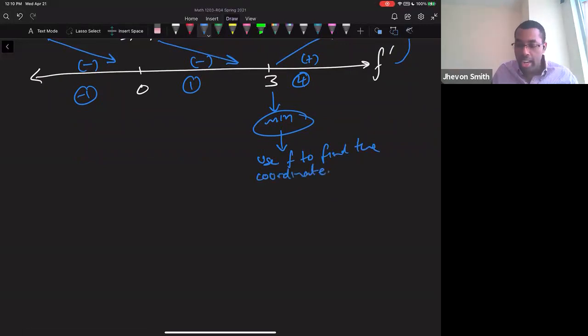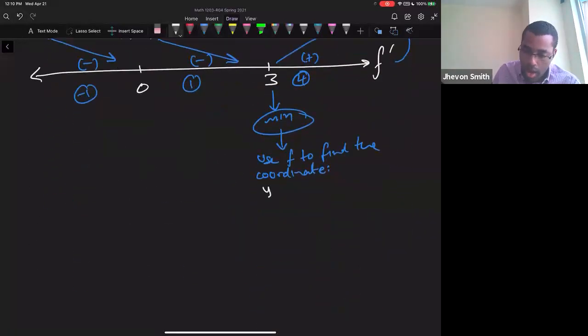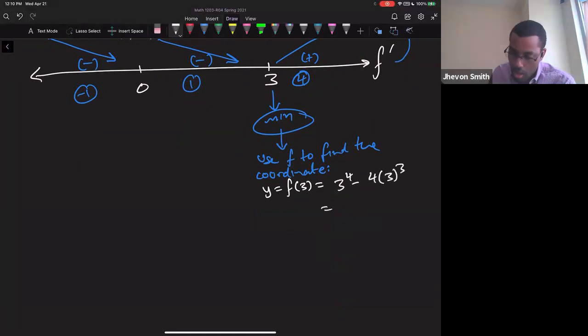When I want the location, I use the original function. So this means that the y value equals f of 3. And I go and I plug that in. So that's 3 to the 4th minus 4 times 3 cubed. I can take out a 3 cubed. It's 1 minus 4. So that's going to be minus 27.